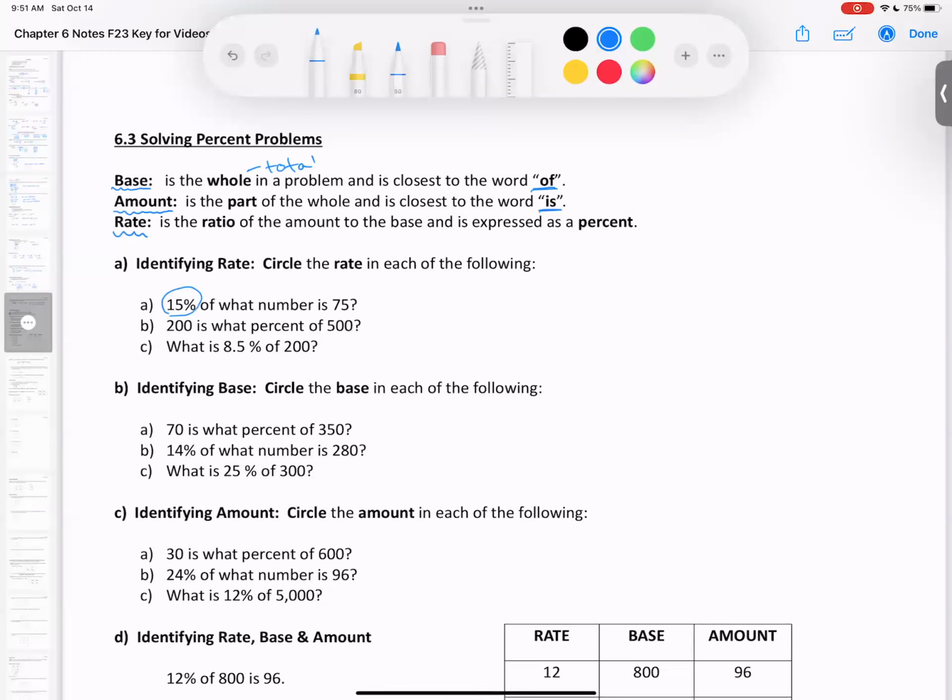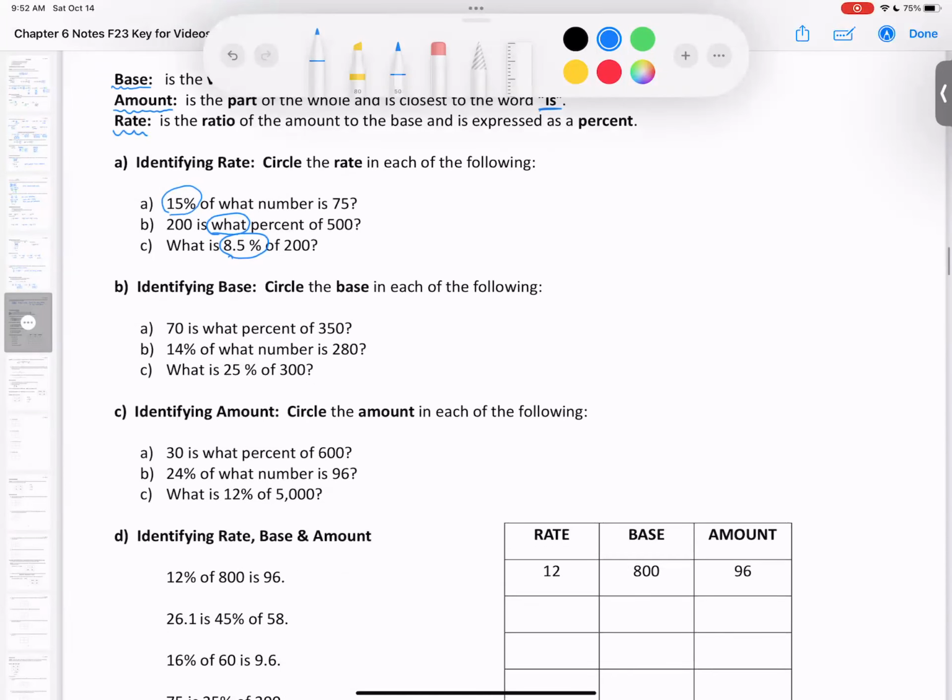How about this next one? 200 is what percent of 500? Here we don't actually know the rate. The rate is kind of like the what. It's our unknown. And in the third one, what is 8.5% of 200? It would be the 8.5%.